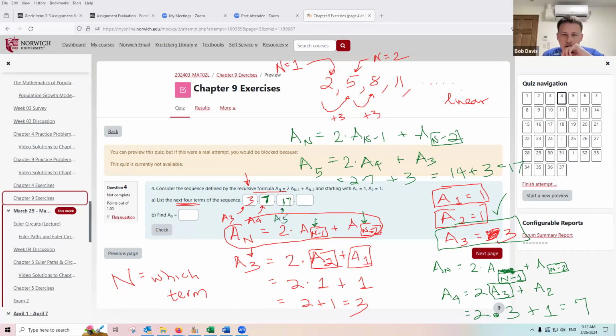Okay. And you could continue this pattern. Now they're asking for a sub 8. At part B, you notice it says find a sub 8. Well, you'd have to do this manually. You'll be finding a sub 6, then you can calculate a sub 7, and then you can calculate a sub 8. Okay. That's an easy day on that one.